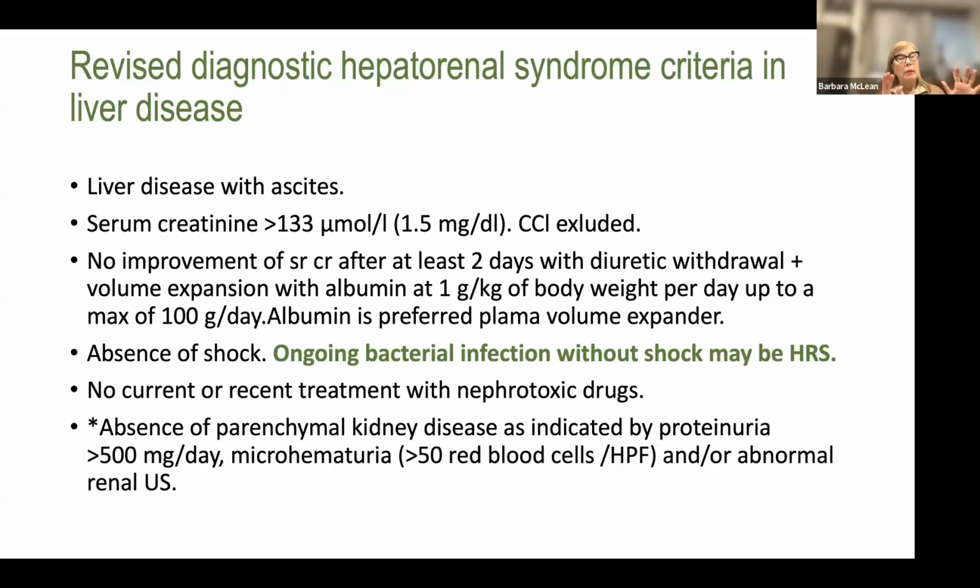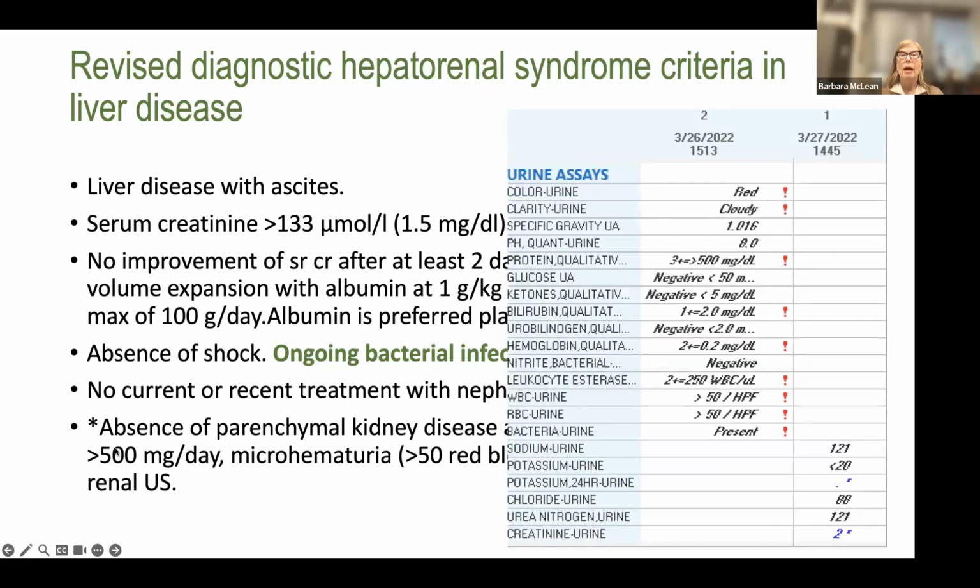Now, if they have a bacterial infection, they don't have shock, this could also be HRS, but in general, what we say is you're going to rule out bacterial infection before you diagnose HRS. Okay, no current or recent treatment with nephrotoxic agents, as mentioned before, okay? And they don't have intrinsic or parenchymal disease because they don't have proteins greater than 500. So remember, parenchymal disease, you see protein higher than 500. You also can see microhematuria and abnormal renal ultrasounds. Remember, our patient had protein less than 500, although he did have hematuria.